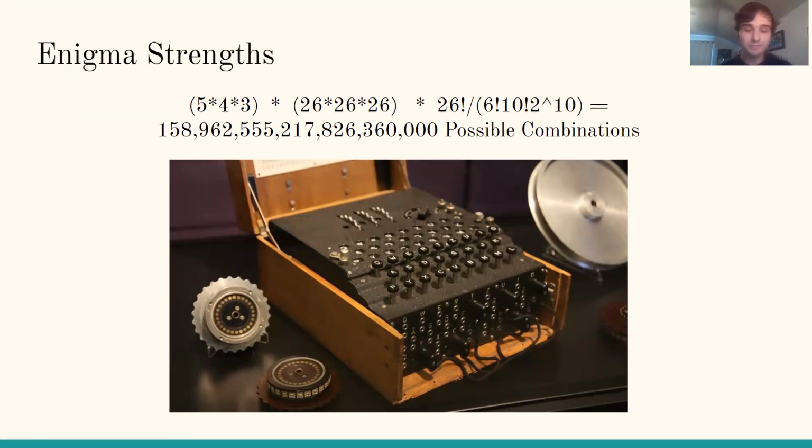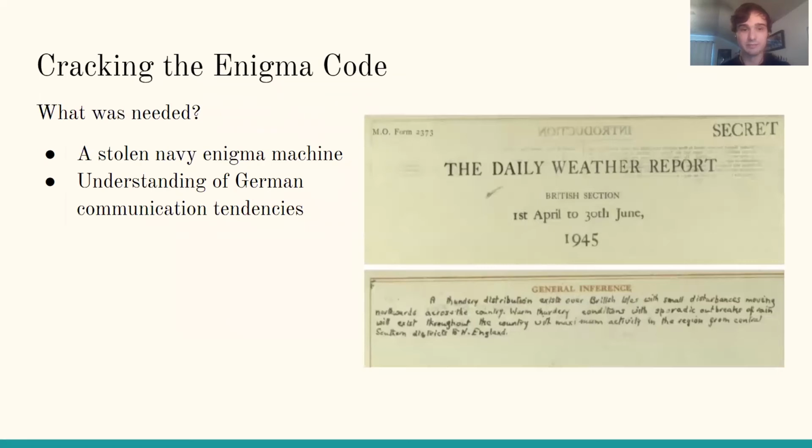For the Allies to be able to crack an Enigma machine code using brute force, they would have to go through 159 quintillion different settings to try to figure out what the code is, which is not effective. So I'm going to let Isaiah tell you how they did that effectively.